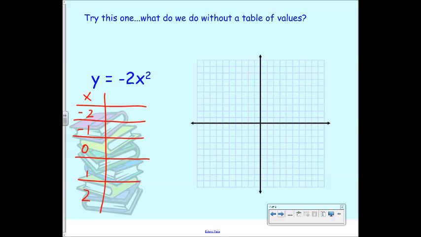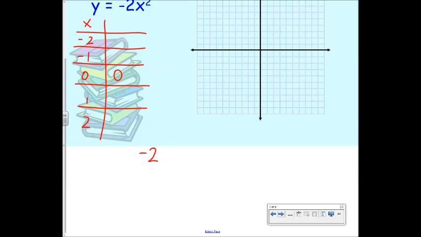Plug them in, right? The easiest one is going to be 0, because 0 times anything is 0. So, okay, done. Now, the tricky part with exponents is when you put in negatives. What do I do first here? If it's -2x squared, and I'm plugging in a -2, how do I have to plug it in? In parentheses, because when I square this -2, what happens to it?